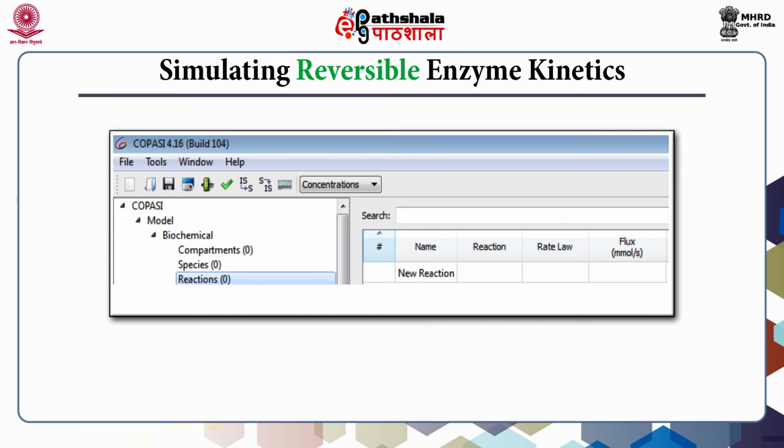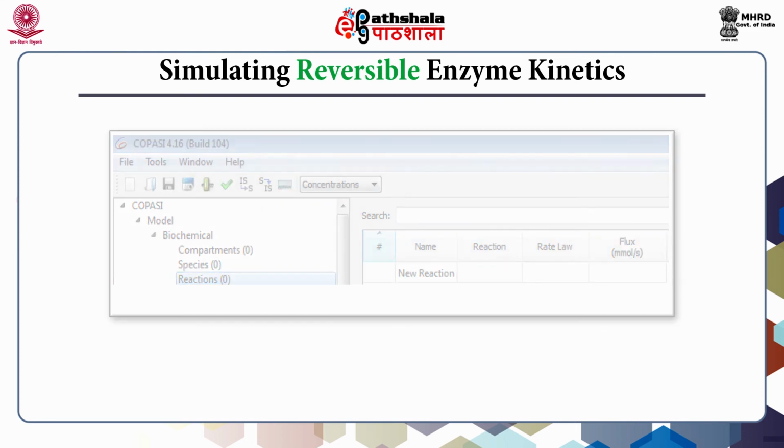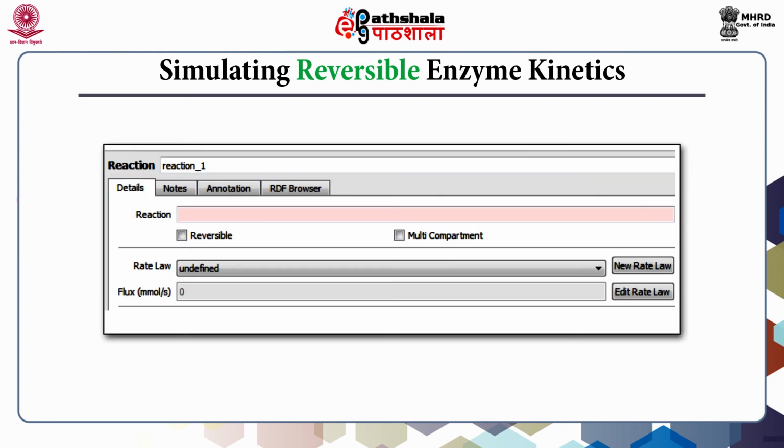Run COPASI afresh, that is again, and expand the model biochemical nodes and click the reactions 0 node. Double click new reaction in the working panel. A new reaction will be added. This reaction will be automatically named reaction_1. You can change the name. You can enter the name of the enzyme as the reaction name. The entering of a new reaction in the reaction text box in COPASI will be clear as we look at the rules for entering a reaction in COPASI.